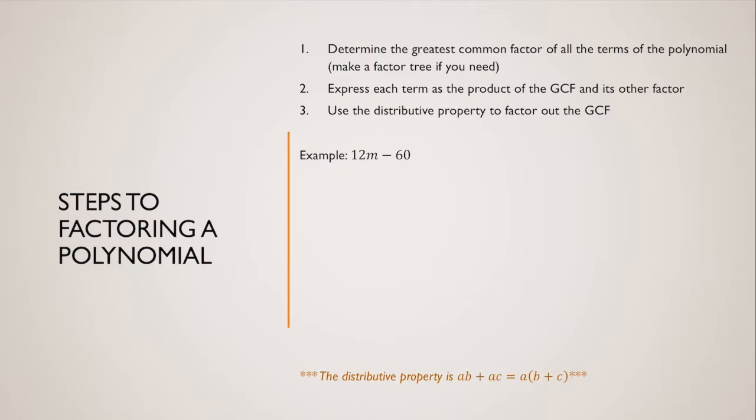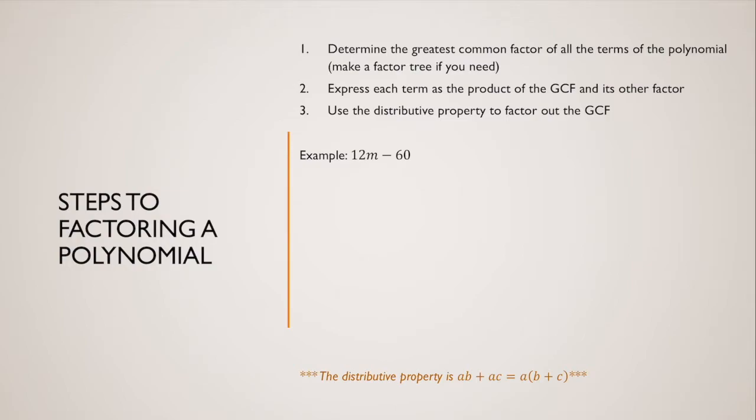So how are we going to factor a polynomial? Let's look at binomials first, meaning they have two terms. So what we want to do is first determine the greatest common factor of all the terms of the polynomial. Make a factor tree if you need. Then we're going to express each term as the product of its greatest common factor and its other factors, and use the distributive property to factor out the GCF.